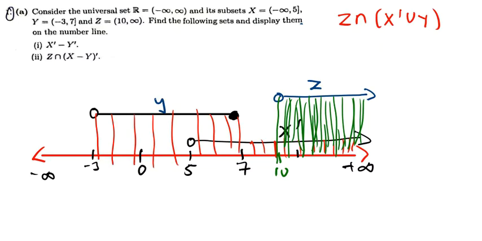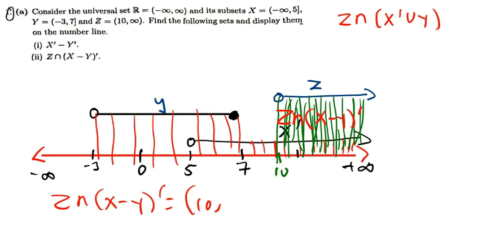Where I've shaded green, it is Z intersection open brackets X minus Y complement. So Z intersection X minus Y complement, starting from 10 not included all the way to positive infinity. Here, another thing, you can also use what we call the absorption rule. But anyway, I'm not going to go there because it might confuse you.